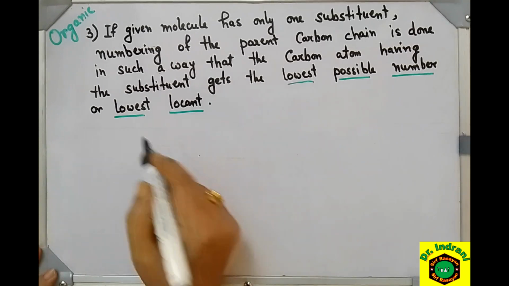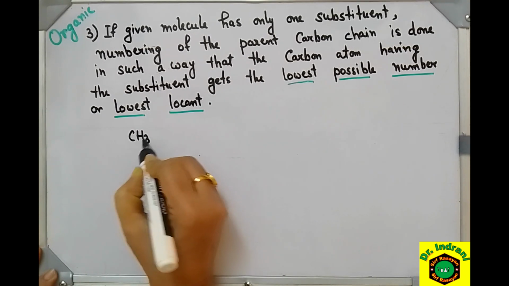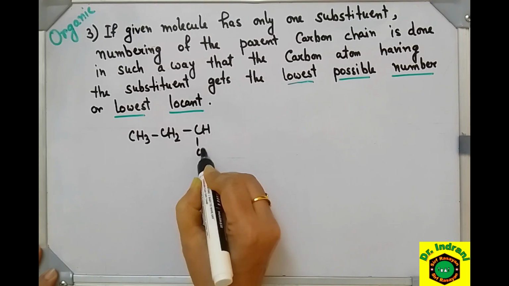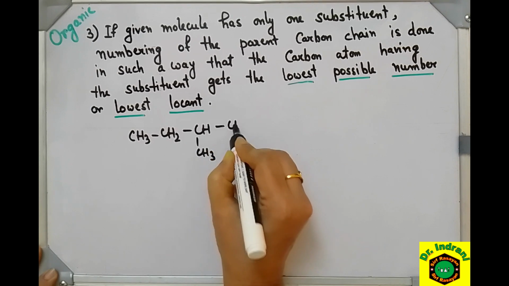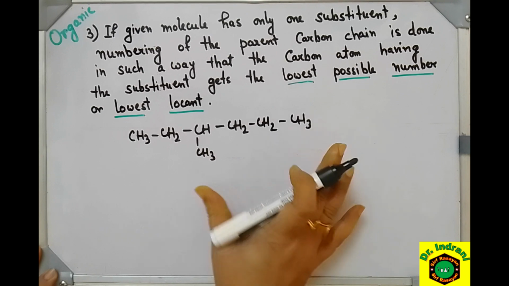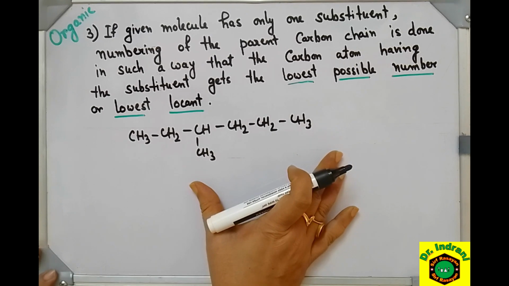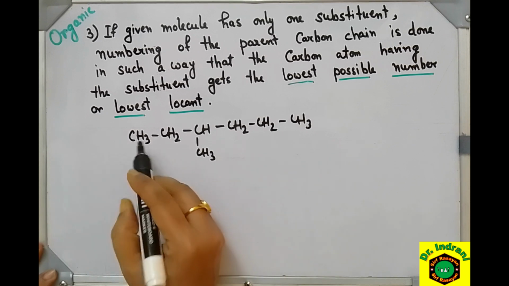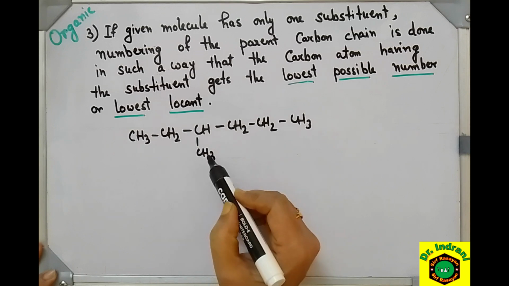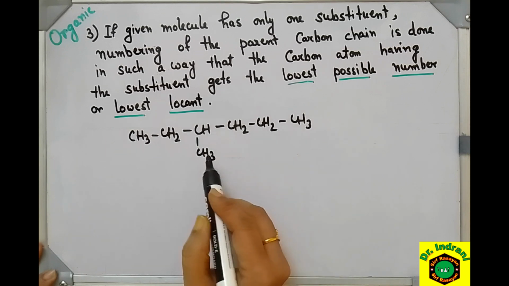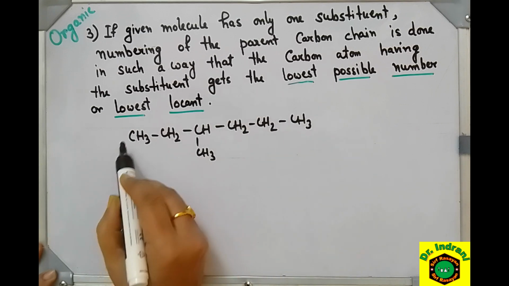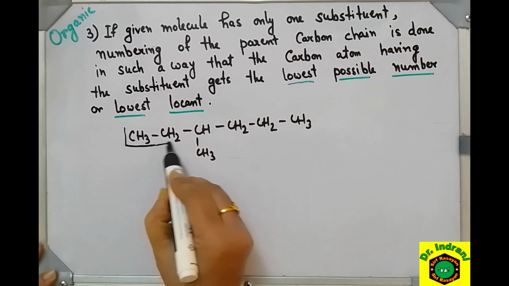Now the next rule. Suppose we are having this compound: CH3, CH2, CH, here one CH3, CH2, CH2, CH3. First you have to find out the longest carbon chain, that is the parent chain. This carbon chain has 1, 2, 3, 4 carbon atoms. This carbon chain has 1, 2, 3, 4, 5 carbon atoms. And this carbon chain has 1, 2, 3, 4, 5, 6 carbon atoms. So this is your parent chain.